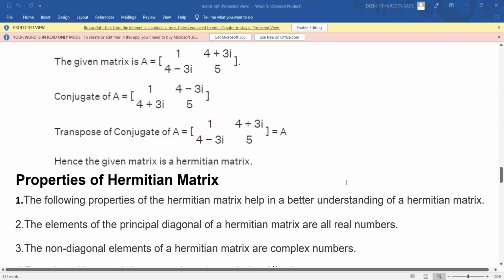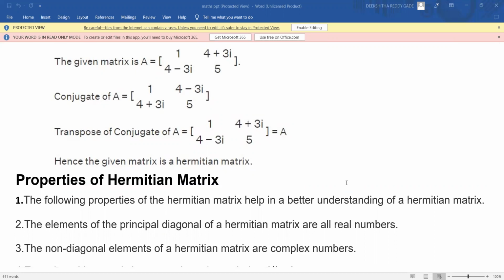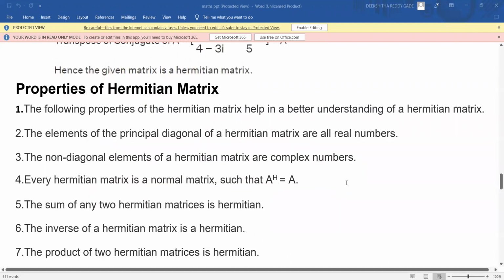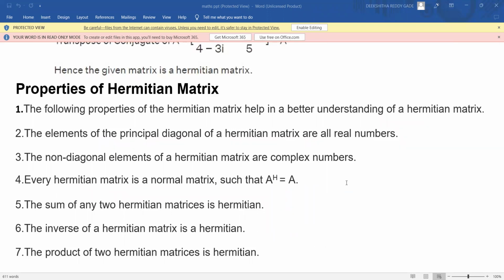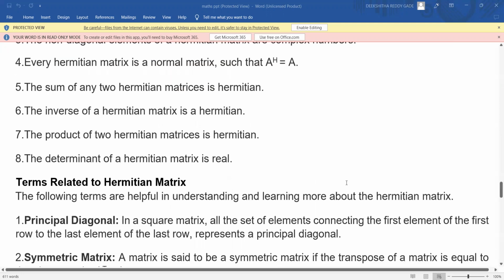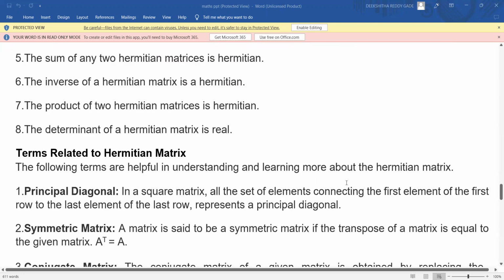Properties of a Hermitian matrix. The following properties of the Hermitian matrix help in a better understanding of a Hermitian matrix. The elements of the principal diagonal of the Hermitian matrix are all real numbers. The non-diagonal elements of a Hermitian matrix are complex numbers. Every Hermitian matrix is a normal matrix such that A power H equals A. The sum of any two Hermitian matrices is a Hermitian matrix. The inverse of a Hermitian matrix is Hermitian. The product of two Hermitian matrices is Hermitian. The determinant of a Hermitian matrix is real.